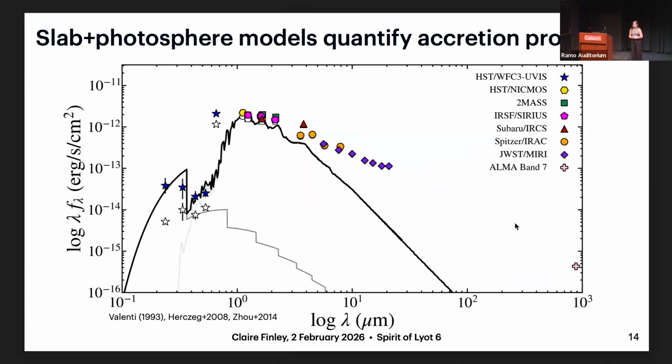We can add this best fit hydrogen slab model to the SED and see that it begins to describe the emission from the system a little bit better, of course with the caveat of the large uncertainties, but certainly better than the photosphere alone.